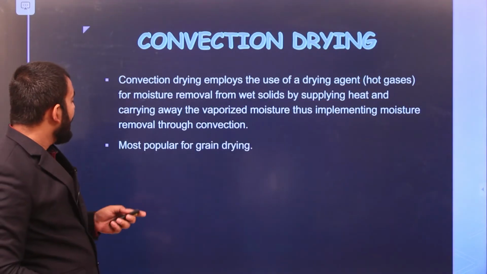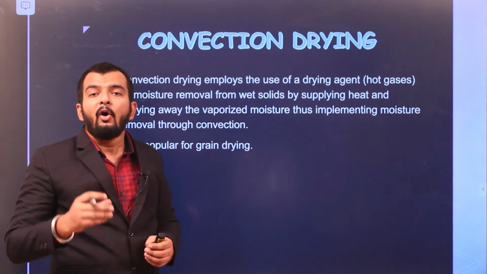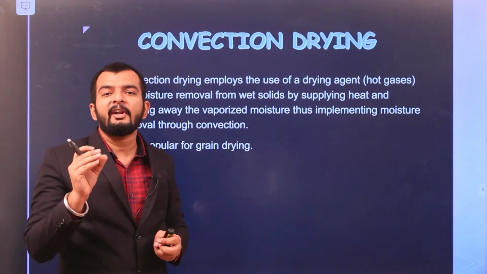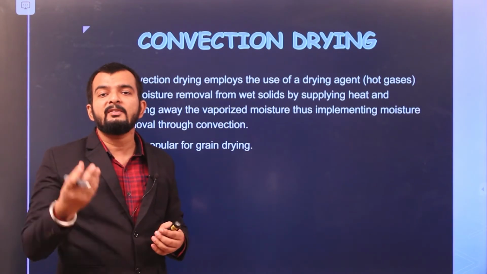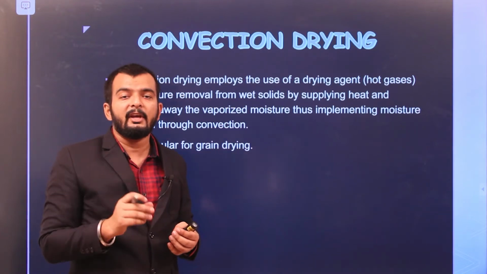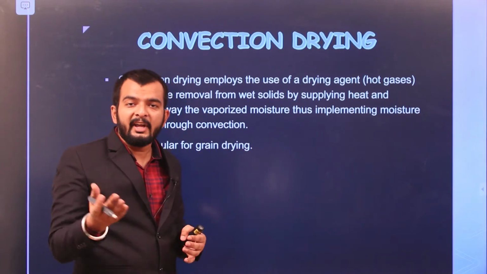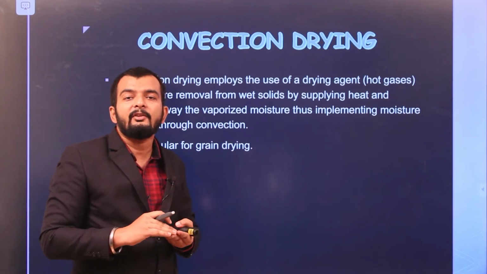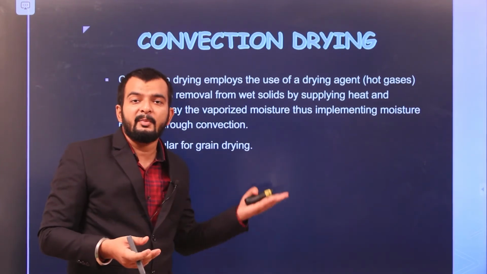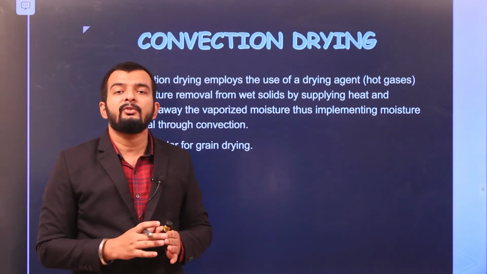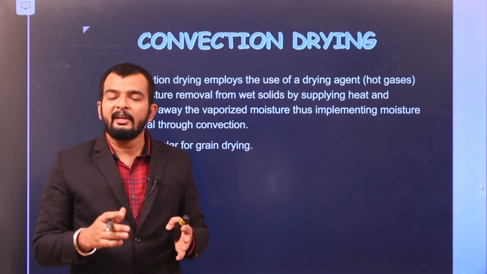Now this is most popular for grain drying because in case of convection drying, all individual grains can come in contact with your hot gases. So the drying will be more effective and more uniform since each individual grain is getting dried. There is no chance of non-uniform heating. In case of contact drying, the lower surface that was in contact with your heating metal plate was getting heated more than the other particles. But in this case, all the particles of the food grain or your food material, whichever is being dried, are being heated independently and uniformly.